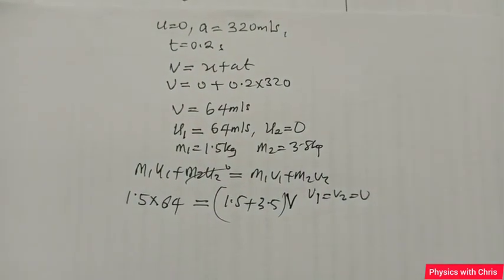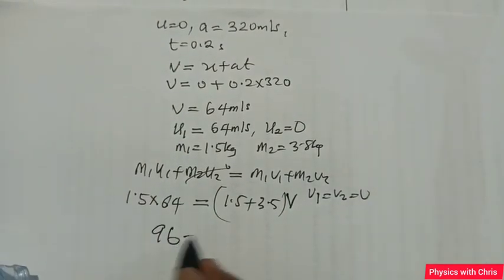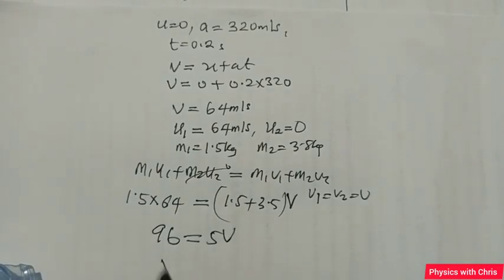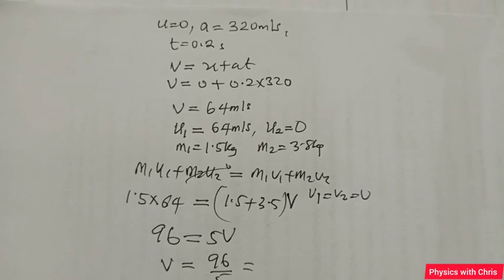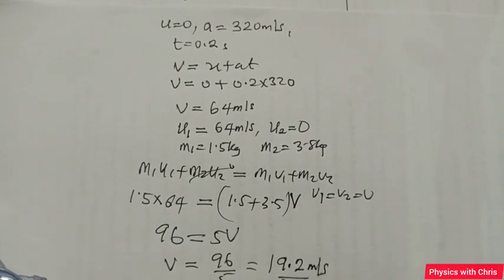So I have 1.5 times 64, that gives me 96 is equal to 5v. So the common speed is 96 over 5, which is 96 divided by 5. My answer is 19.2 meters per second. So both of them move at the common speed of 19.2 meters per second.